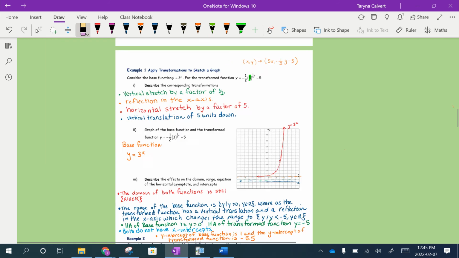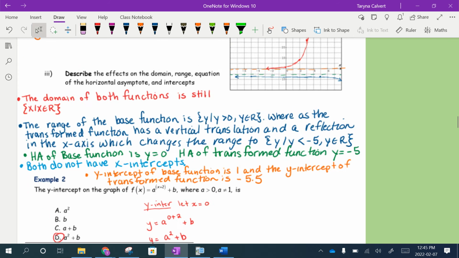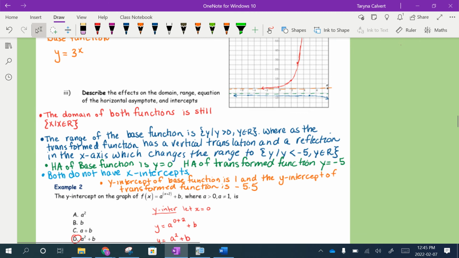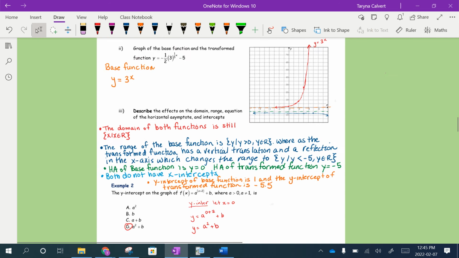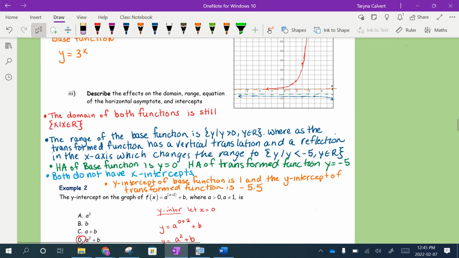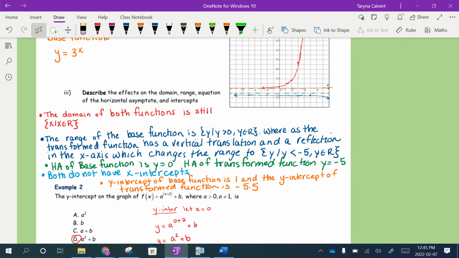All right. So then here it just says, describe the effects on the domain and range, equation of the horizontal asymptotes and intercepts. So hopefully I told you guys when you were working on this last week that I would have the key here to double check that you were looking at it correctly.